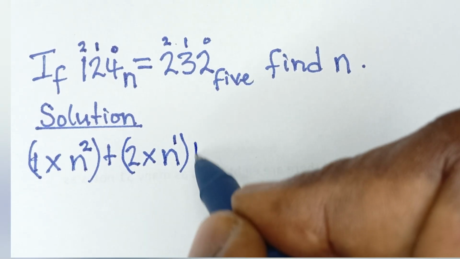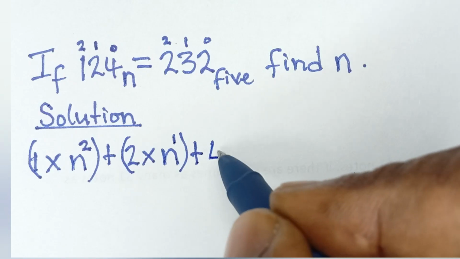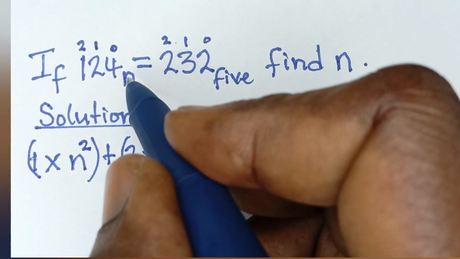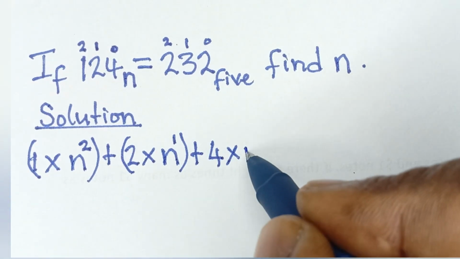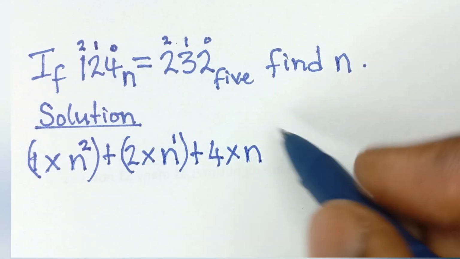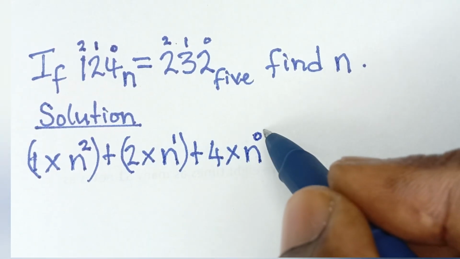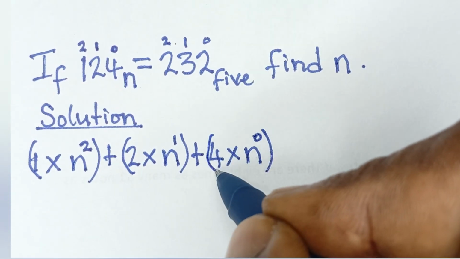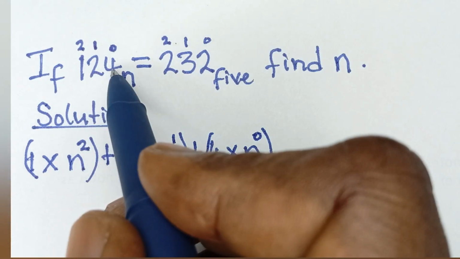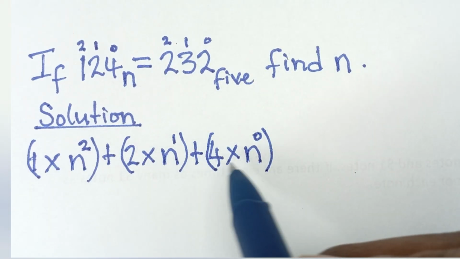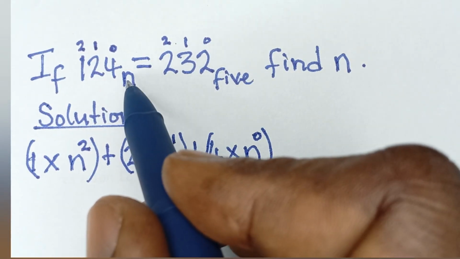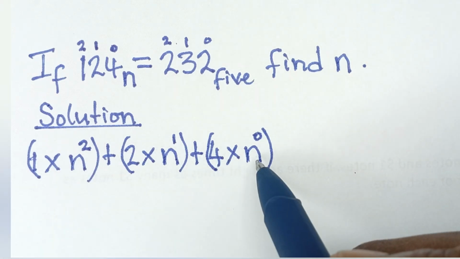And then finally the third number there, which is 4, multiplied by the base, which is n, and then raised to the power of 0. And then we close the bracket. So we have done this for these three numbers. That is the process of converting it to base 10. In this base n, we are converting this number to base 10.